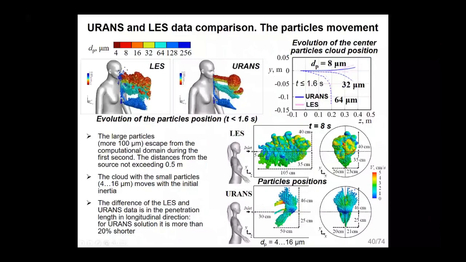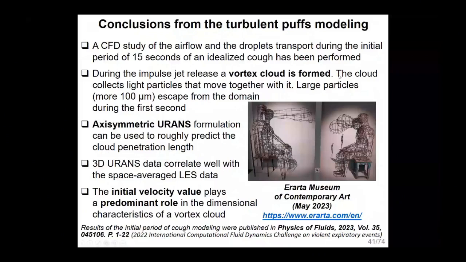So the particle movements again are predicted by large eddy simulation and by the unsteady Reynolds-averaged Navier-Stokes approach, well, with the same qualities shown here. So here are the conclusions from the turbulent puffs modeling, and also, if we do not need to take into account the buoyancy effects, even axisymmetric unsteady Reynolds-averaged Navier-Stokes formulation can be used to predict roughly the cloud penetration length.